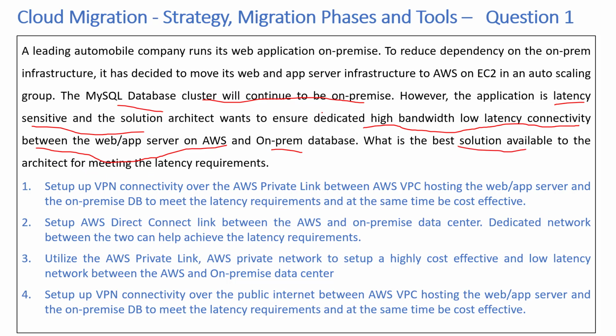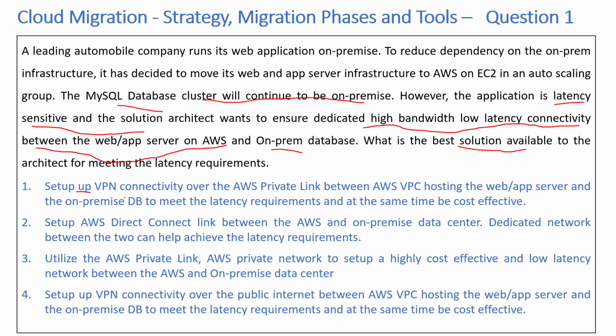So the key requirement here, as you can see, the web and app server are in an auto-scaling group on AWS, and that MySQL database cluster is on-premise. So it needs connectivity between on-premise and AWS, and it is highly sensitive to latency. So they need a dedicated high bandwidth, low latency connectivity. So this is the key requirement for this design. So now let's take a look at the options.